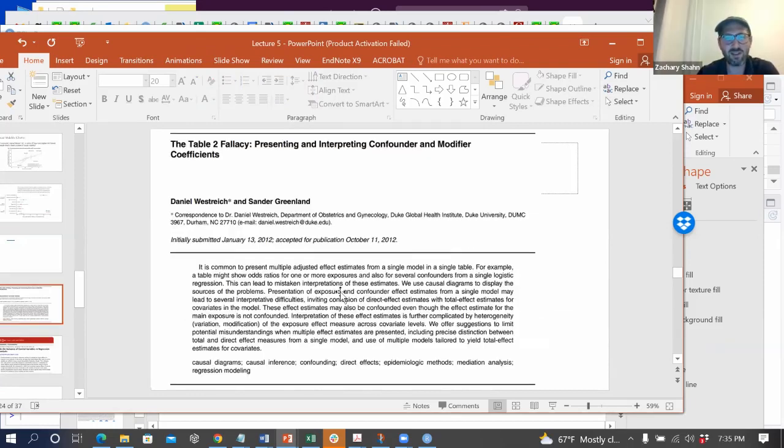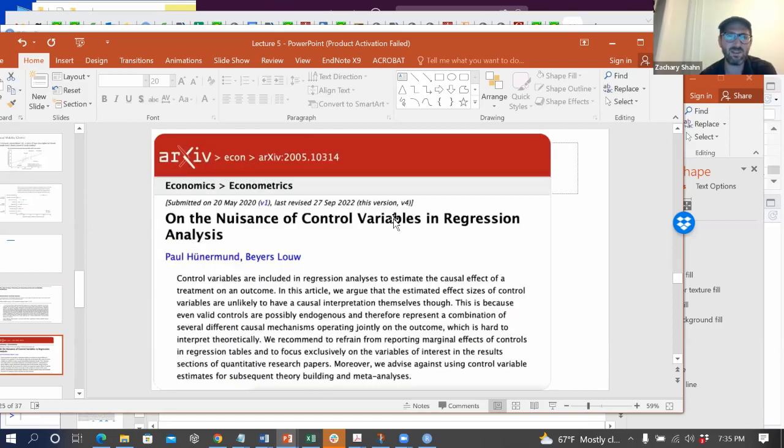So here's the abstract of their paper, and it says what I just said: it is common to present multiple adjusted effect estimates from a single model and a single table. This can lead to mistaken interpretations of these estimates. They use causal diagrams to explain why. Presentation of exposure and confounder effect estimates from a single model may lead to several interpretive difficulties, inviting confusion, and so on. Okay, there's this other paper, which seems to be exactly the same, which just was updated.